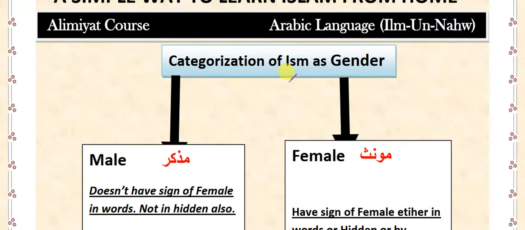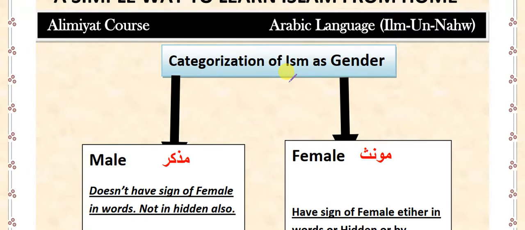If someone asks you whether the categorization based on gender is for all words or only for ism, then you have to say that the categorization as gender is only for ism, not for fail, not for harf. There is no such categorization of gender for fail and for harf. Only ism can be male or female, but fail or harf cannot be male or female.